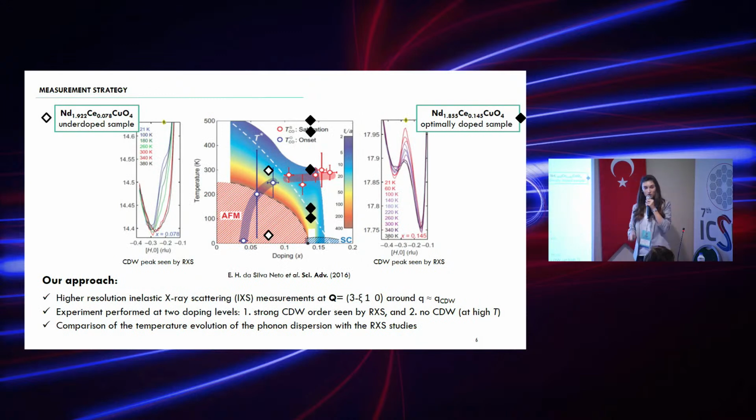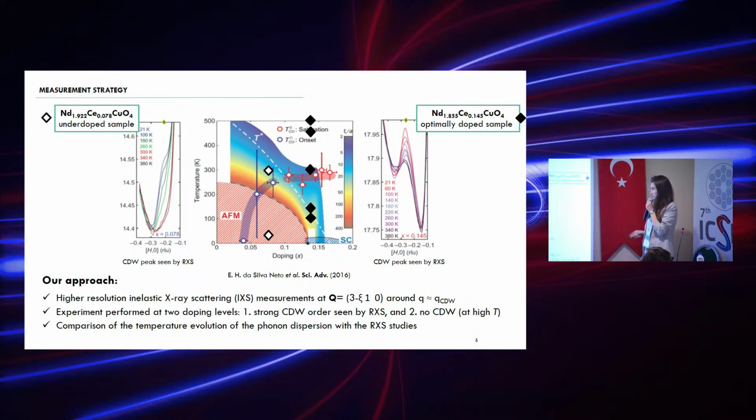So our approach was to choose two different samples, two different dopings: an underdoped sample and an optimally doped sample. Why? Because for the optimally doped sample, the charge density wave peak seen by resonant X-ray scattering, so a quite standard method to explore charge order in cuprates, is very prominent here. Its intensity is decreasing with temperature, but saturates around 300 K.